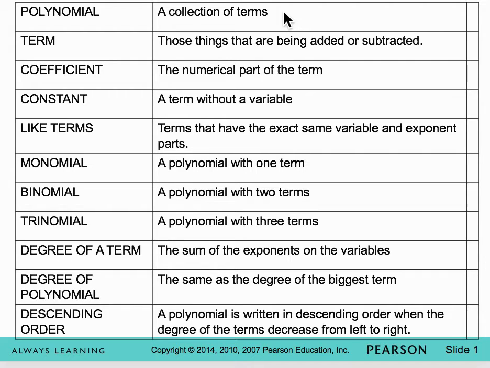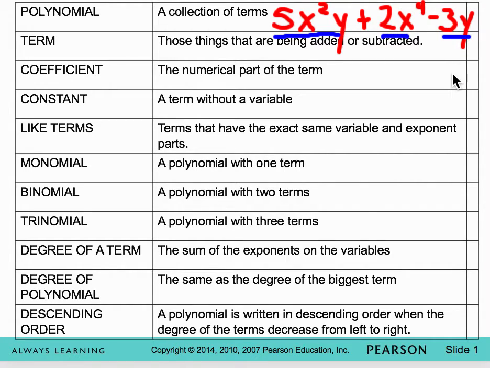So a polynomial is something like this, maybe 5x squared y plus 2x to the fourth minus 3y. Right? Just a collection of terms. Terms are those things that are being added or subtracted. So here's one term, here's one term, here's one term.